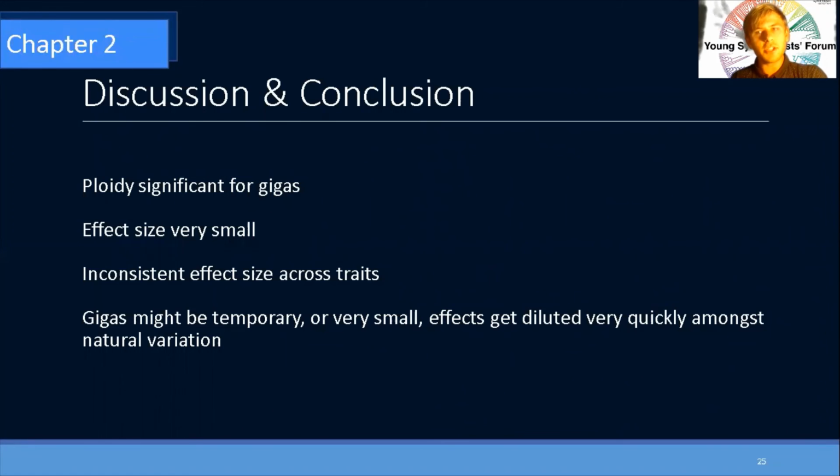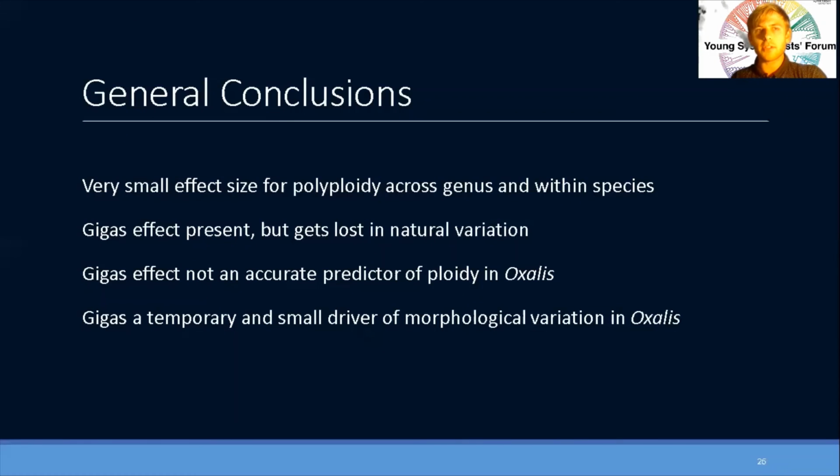So, there is some suggestion of the Gigas effect being present. In most cases, however, it is very small and remains inconsistent across traits. It is possible that the Gigas effect might just get lost in huge natural variation. But considering the overarching patterns across both chapters, we do not find overwhelming evidence to suggest a strong Gigas effect in Oxalis. Polyploids have a tendency to be larger, but not by much and not consistently.